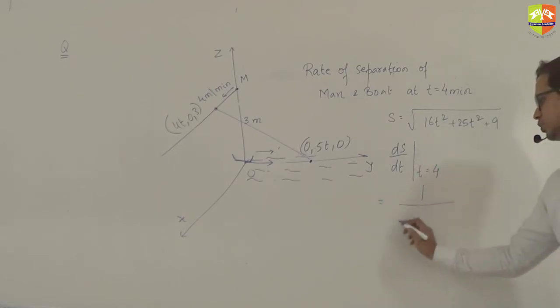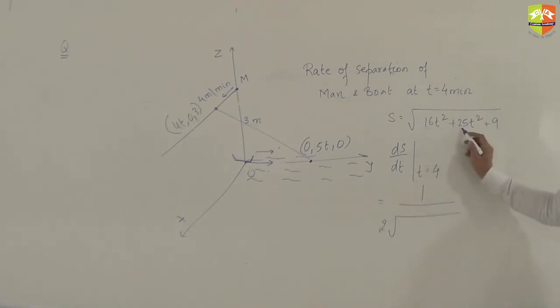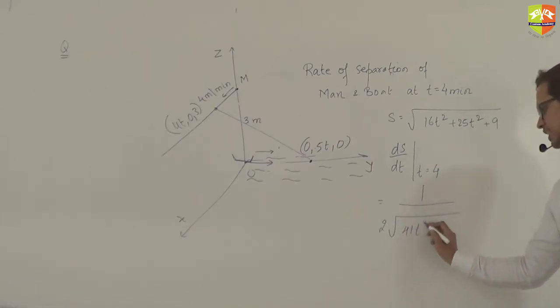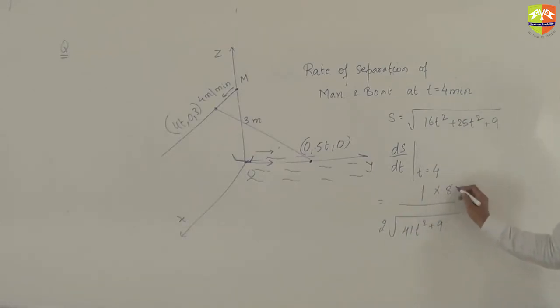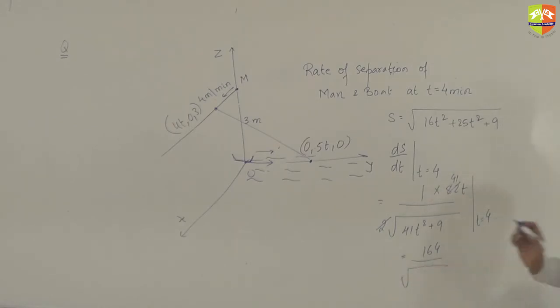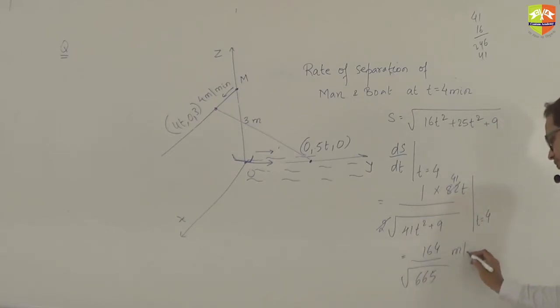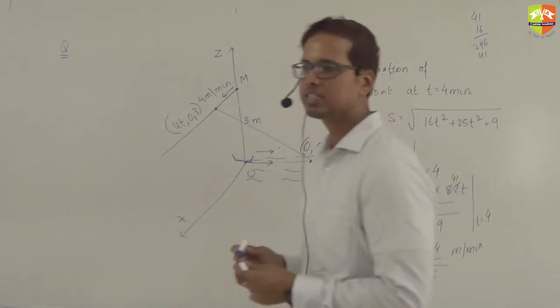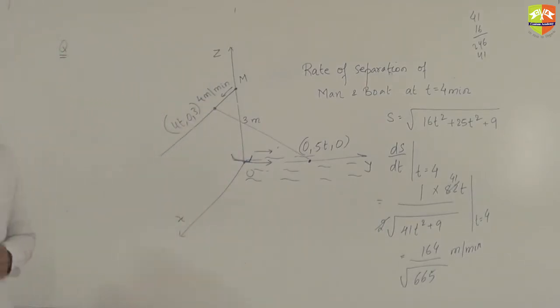So this will be 1 by 2 under root of 41t square plus 9, into 82t, since this is 41t square. This will be ds by dt. Now substitute t as 4 here. So basically this will become 164 by under root of 41 into 16 plus 9. How much is 41 into 16? 656, plus 9 is 665. So the answer is 164 by root 665 meters per minute.